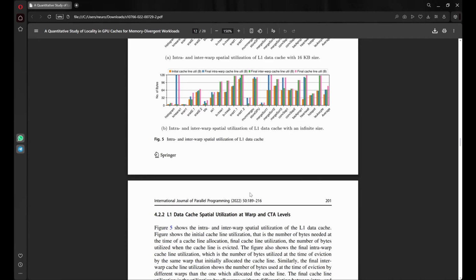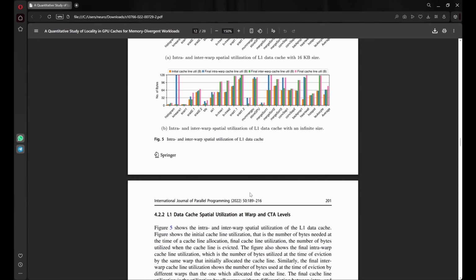CTA or thread block? A CTA or thread block, I forgot to mention this prior, is a bunch of warps together. It's a unit of scheduling. A bunch of warps can be put together in a thread block, and that one single thread block is then assigned to an SM on a GPU. So when GPU SMs are assigned work, they're not assigned in terms of warps; they're assigned in terms of thread blocks.